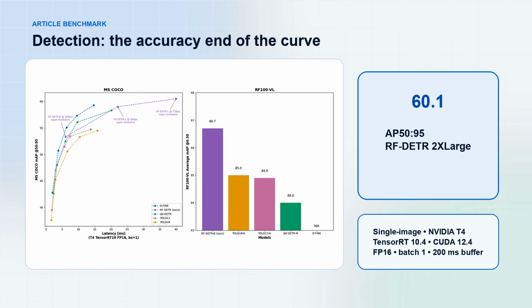And that brings us to this number, 60.1. Take a moment to let that sink in. This is a historic milestone in computer vision. The RF-DETR 2x large model finally broke the 60 AP barrier, specifically scoring a 60.1 on the AP 50 to 95 metric for real-time detectors. It proves that you absolutely no longer have to sacrifice accuracy for real-time speed.